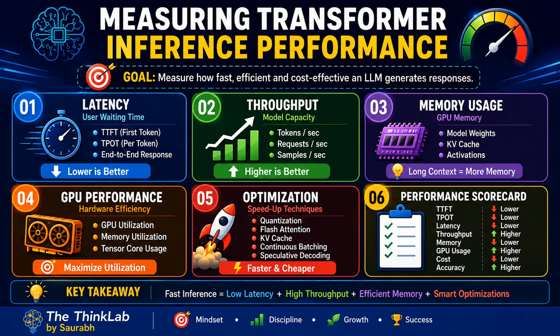Now we are going to summarize this video, and the final takeaway is: inference performance is just as important as model accuracy. A successful AI application should have low latency, high performance, high throughput, efficient memory use, high GPU utilization, lower infrastructure costs, and high quality of output. When all these metrics are balanced, we get a fast, scalable, production-ready AI system.